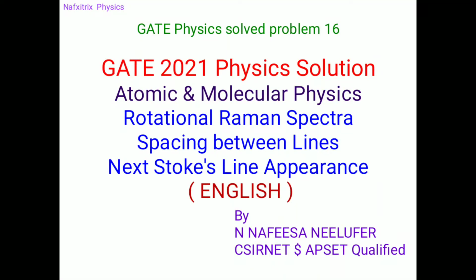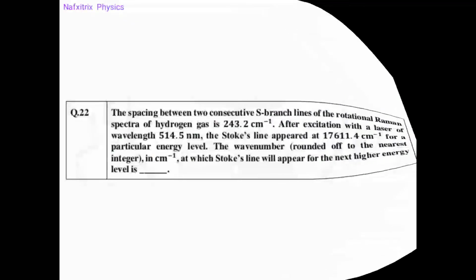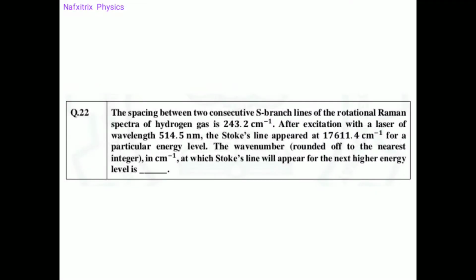So let's discuss a problem from GATE 2021 physics, and this is from atomic and molecular physics, and it is related to rotational Raman spectroscopy. Here the spacing between the lines would be given, and we need to find the next Stokes line appearance. So the problem is as follows.